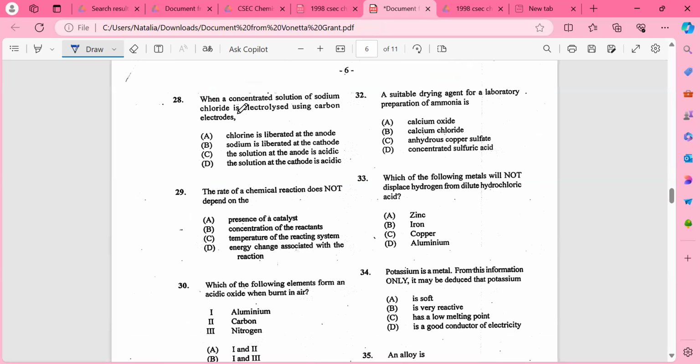Concentrated solution of sodium chloride is electrolyzed using carbon electrodes. So at the anode, the Cl- ions are preferentially discharged, and at the cathode, hydrogen ions are preferentially discharged. So at the cathode, we form hydrogen. At the anode, we're going to form chlorine. Chlorine is liberated at the anode. That is true.